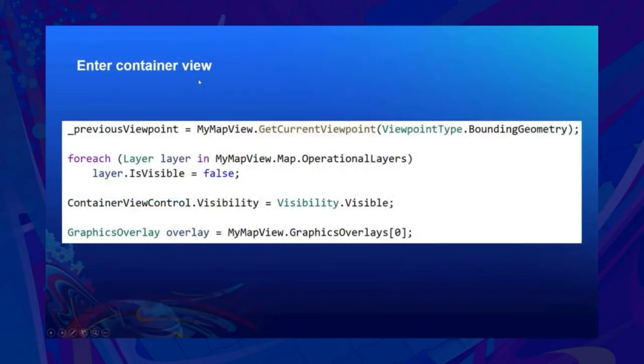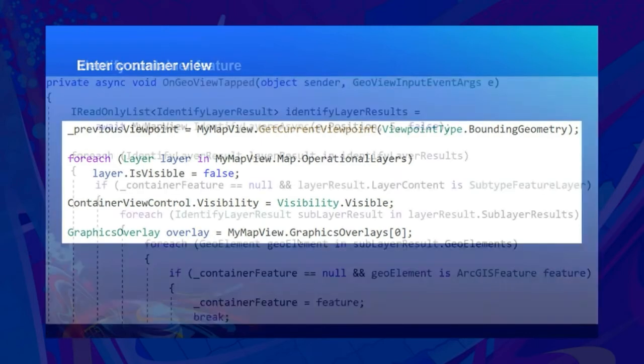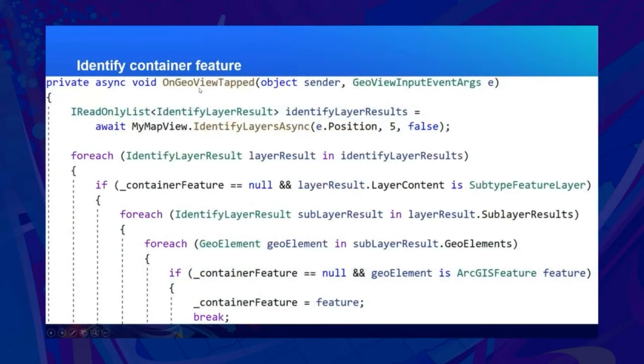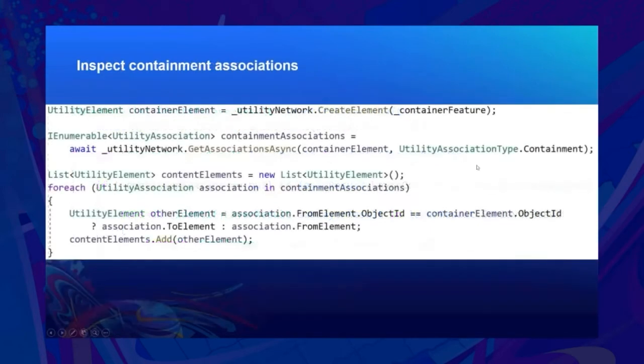To enter a container view, we capture the map view's current viewpoint before making all of the operational layers visible false. We are using the map view's graphics overlay to display the content features and their associations. We use the GeoView tapped event of the map view to identify an ArcGIS feature from our map. From this feature, we created a utility element and called getAssociationsAsync, specifying this element and the containment type of association.